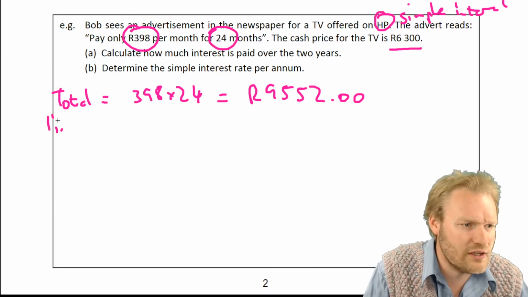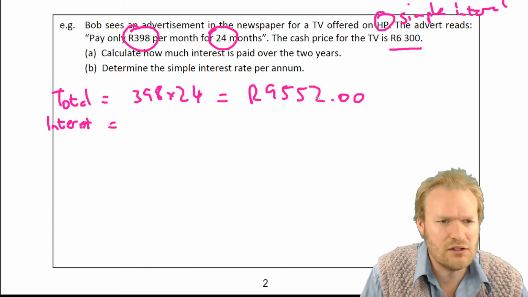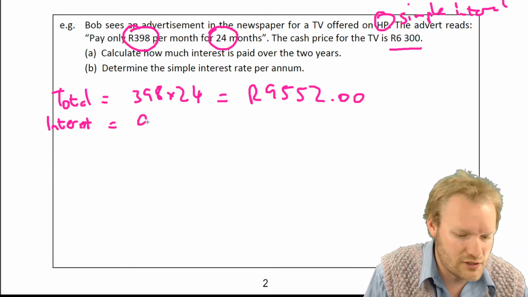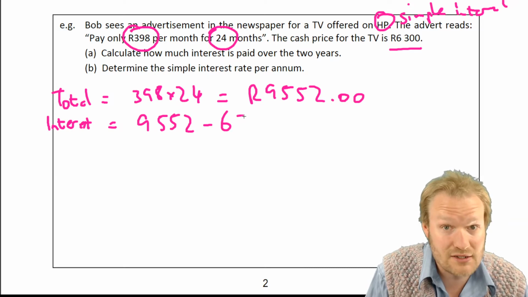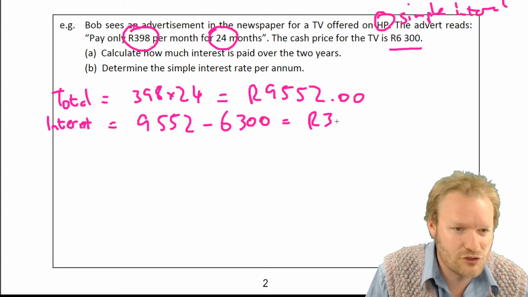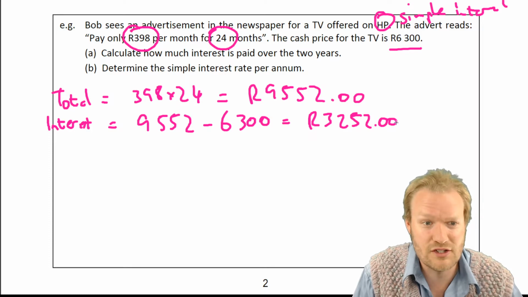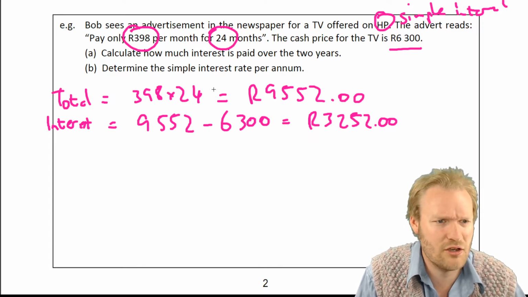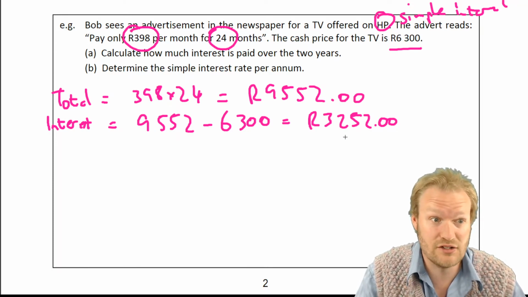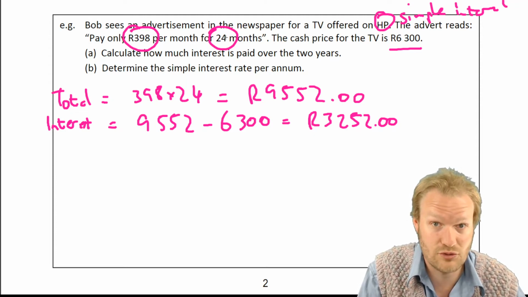So in terms of the interest that's paid, well, interest is not that, but that minus that initial amount. So we've got 9552 minus the 6300 to give us, into the calculator, 325200. So, or 3,252 and 0 cents. Okay, so here we go. That's how much extra is being paid. 3,000 Rand in interest to be able to pay this off over the 2 years, the 24 months.